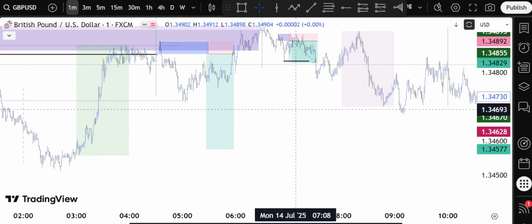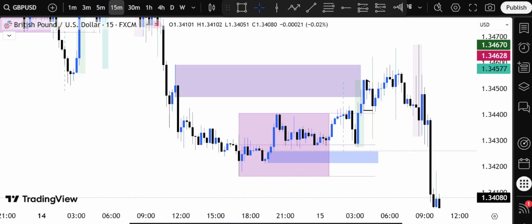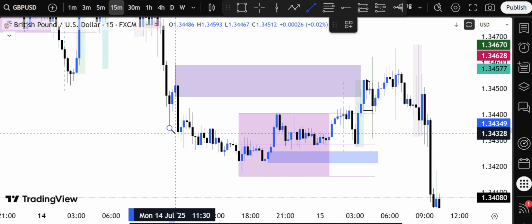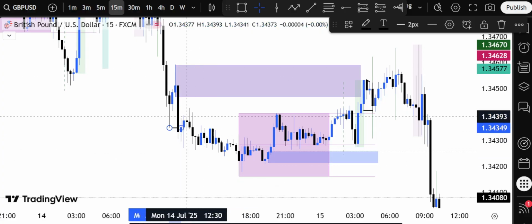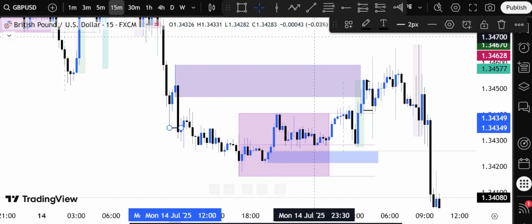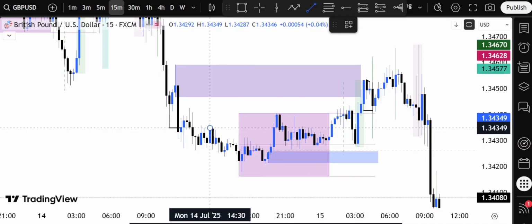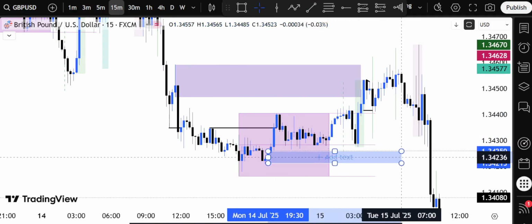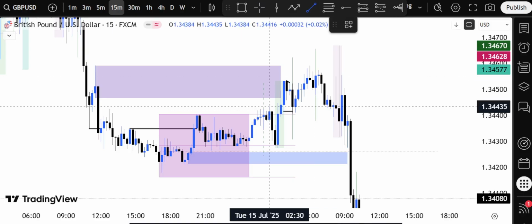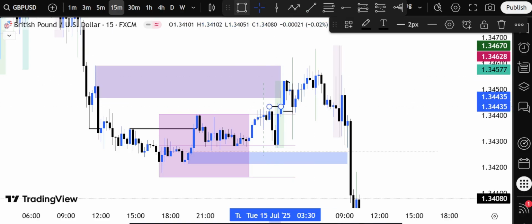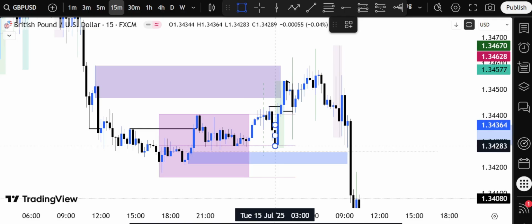Let's move on to the next day, Tuesday. I like GBP USD so much. Very simple structure, price action. This is our break structure. Price was trickling down, met another break structure here. So this one was valid demand. This was also a break structure, another valid demand.